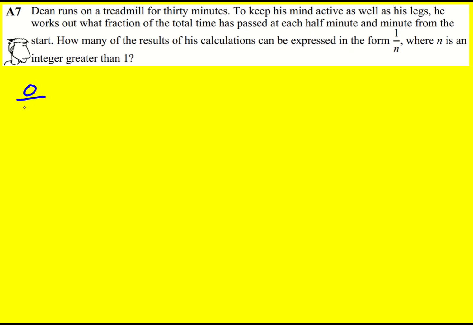I'm going to write the first few fractions down. So after 0 minutes, the fraction would be 0 over 30, and after half a minute, 0.5 over 30, then 1 over 30, and 1.5 over 30. So the first one cannot be written in the form 1 over n, where n is an integer greater than 1.